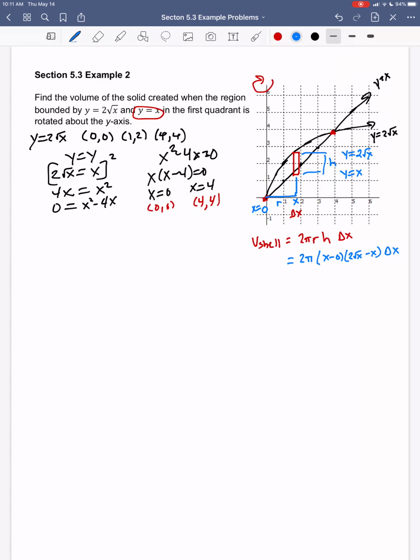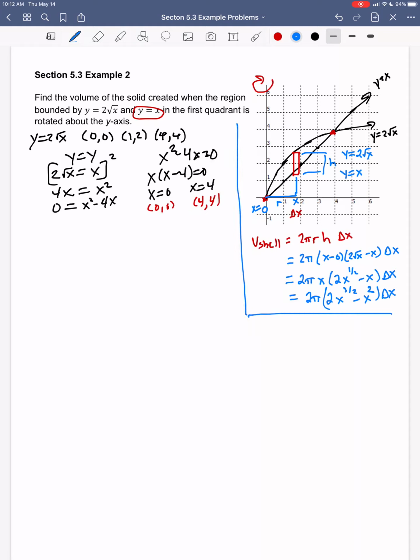I'm going to rewrite the square root with a fractional exponent. x minus 0, of course, is just x. Then I'm going to get 2x to the 1/2 minus x, delta x. And so when I distribute the x, that's x to the first, which is x to the 2/2. That's going to be x to the 3/2, and then minus x squared delta x. Okay. So that's sort of my extra work there.